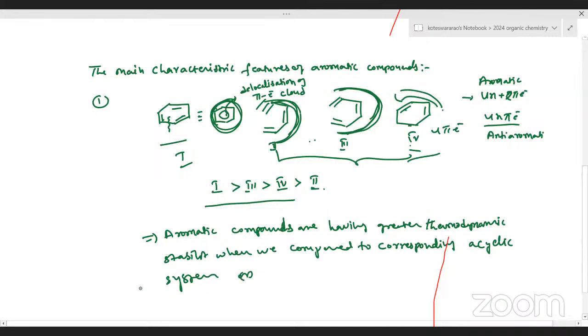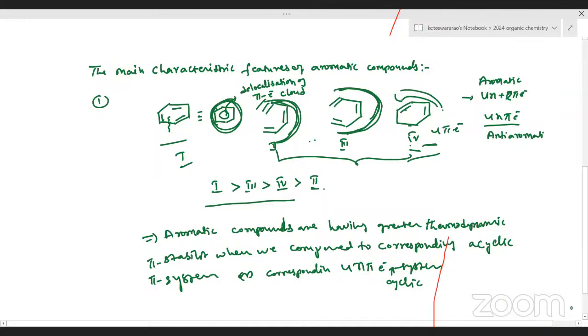Acyclic pi systems, that also have pi electrons, or the corresponding 4n electron system. This 4n electron cyclic system, actually. This one, the 4n cyclic system. This is the 4n+2 cyclic. These two are the corresponding acyclic polyene systems. Okay. Now, this is the first characteristic.